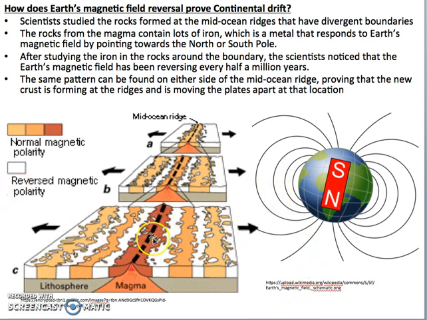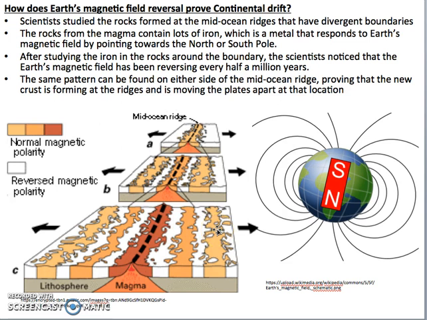But anyway, they studied the rocks alongside, and they discovered that the rocks had a lot of iron in them. And iron is a metal, and because it's a metal, it responds to Earth's magnetic field. And here's a picture of the magnetic field. We have a north and a south pole. And the iron is going to point in the north direction in the rocks. And by studying this, they noticed that there is a striped pattern along the mid-ocean ridge.